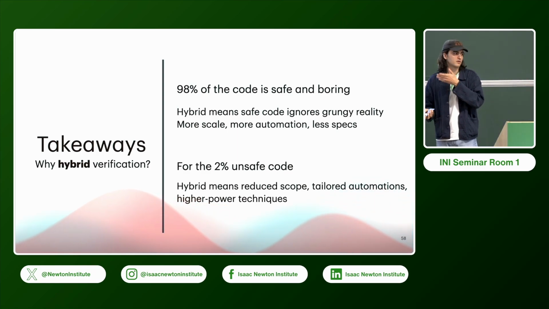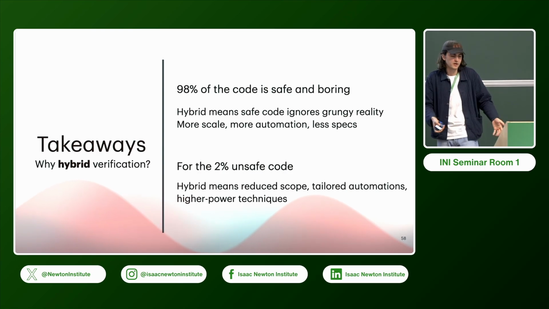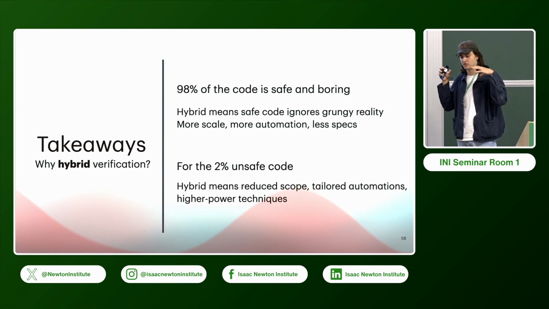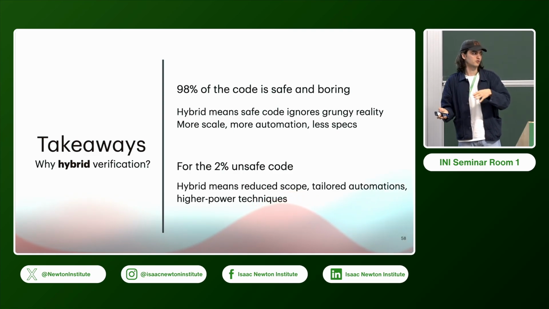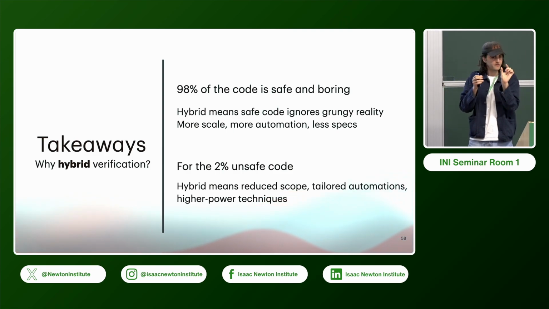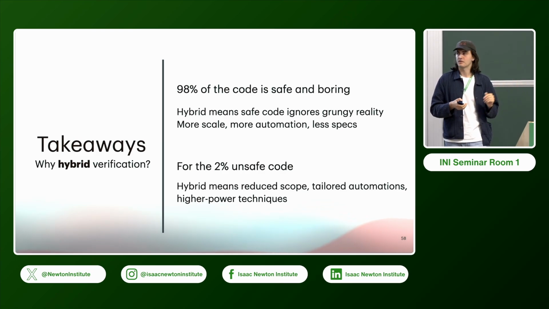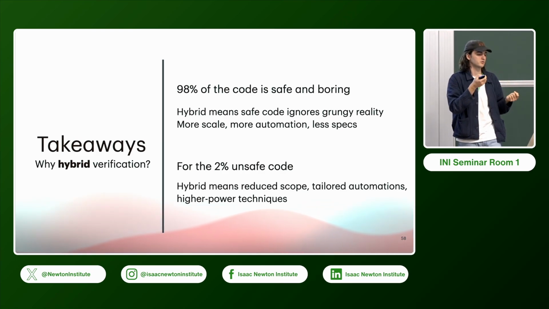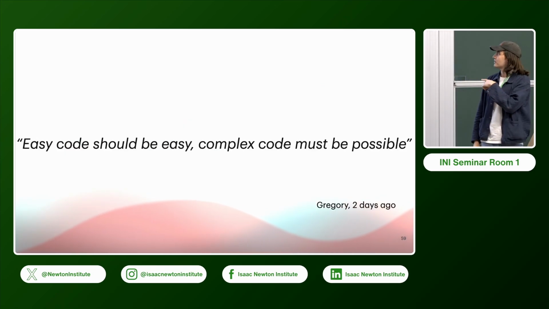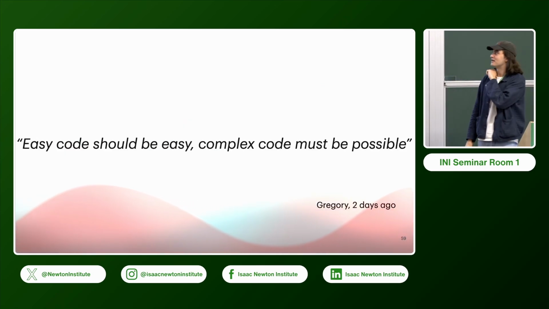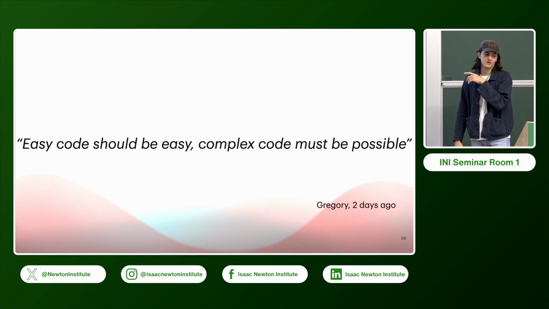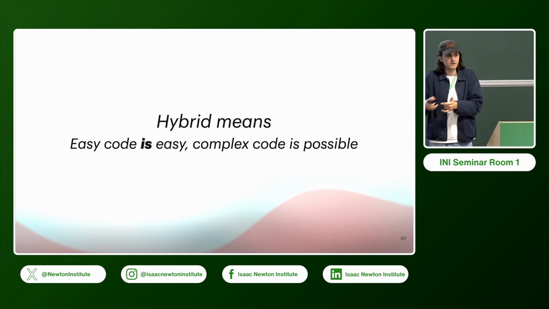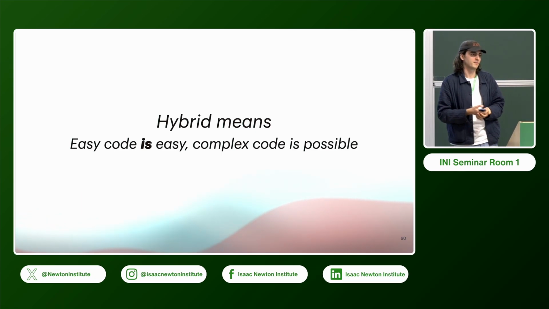But of course, there is unsafe code out there. It's important, it's at the foundations of everything. And that code tends to be more complex, so we can use highly calibrated tools that are designed to verify that small portion of code, like Gillian-Rust, so long as they're able to communicate through the specifications that lie at these boundaries. And as we saw yesterday, easy code should be easy, complex code must be possible. And our argument is that with hybrid approaches, we can really make easy code easy and make complex code possible. Thank you.